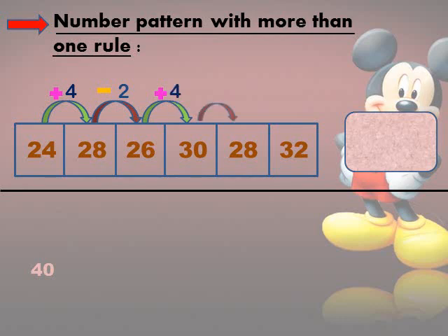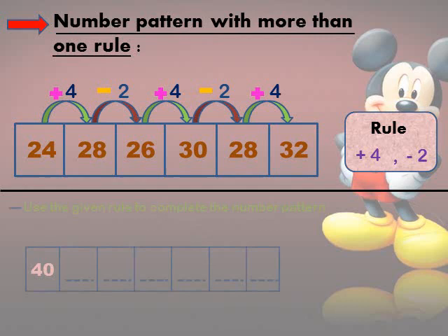Okay, from 30 to 28, that means what? Yes, moving backward, getting smaller, 2 steps, minus 2. And from 28 to 32, repeating the rule again, plus 4, I'm going to add 4. So from these steps, I get my rule, which is plus 4 and minus 2. Each step I'm going to first move forward by 4, plus 4, then move backward 2 steps using minus 2.